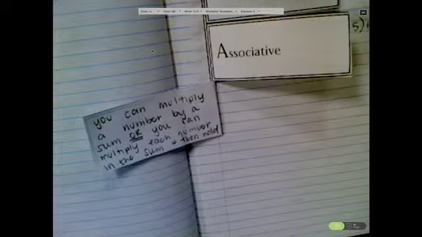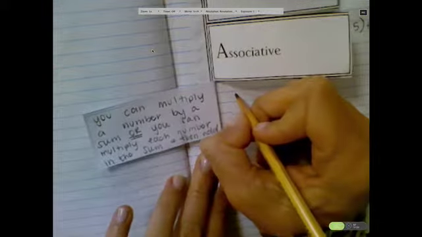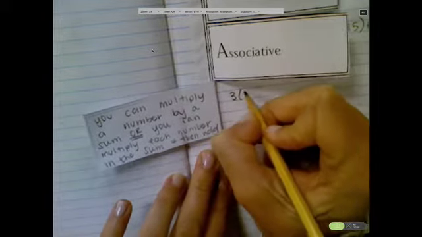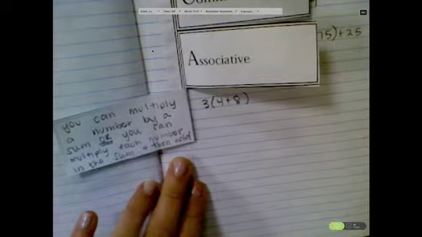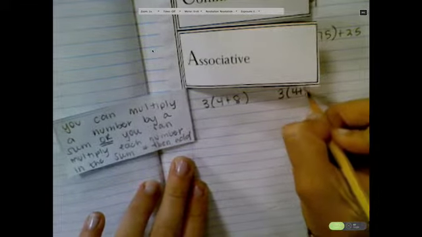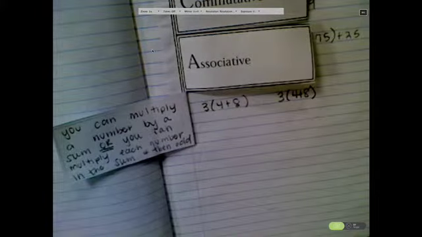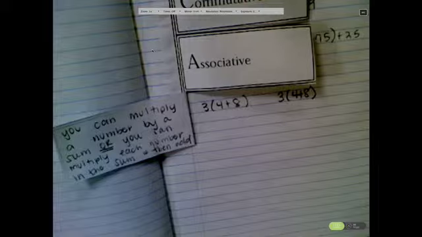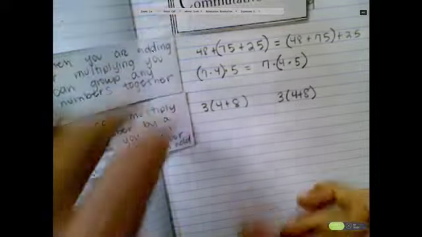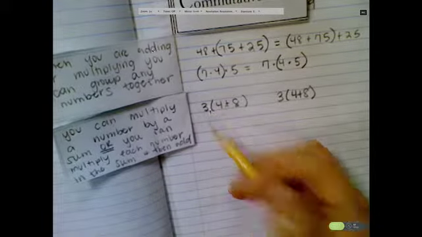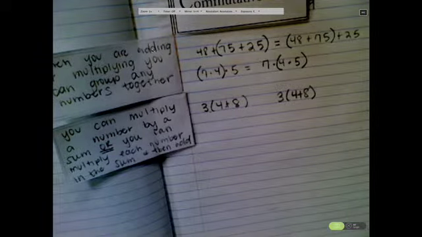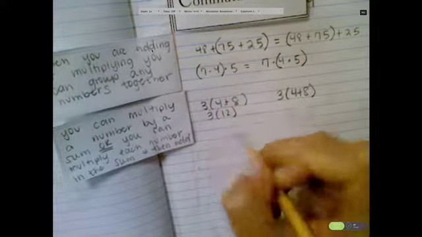Okay, so let me show you an example of this. If you did 3, hopefully you can still read this. Okay, 3 times 4 plus 8. I want you to write it twice because we're going to show the two different ways that you can do it. Okay? So what the distributive property says is that you can add these first and then multiply, or you can multiply first and then add. So basically, 4 plus 8 is what? 12. 3 times 12 is?